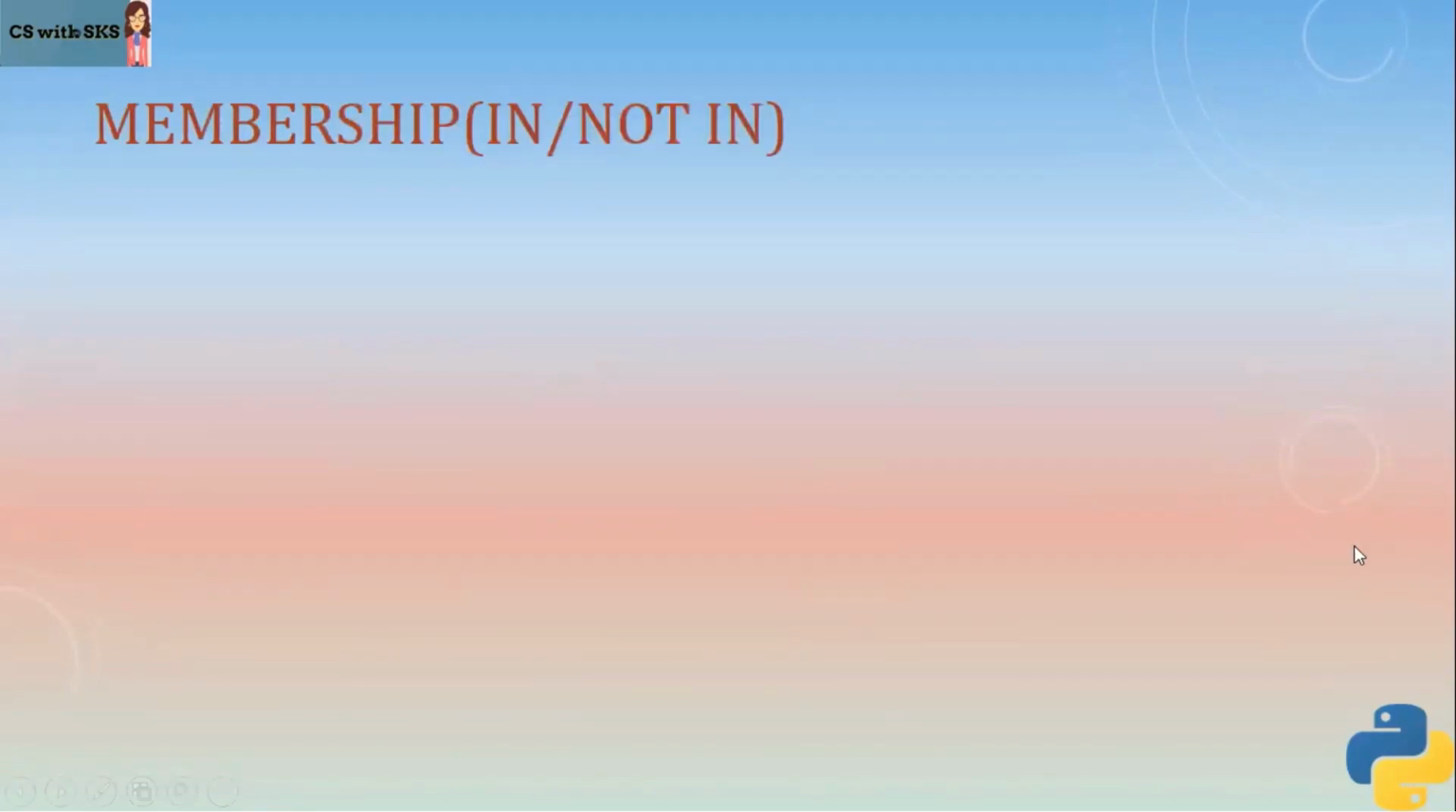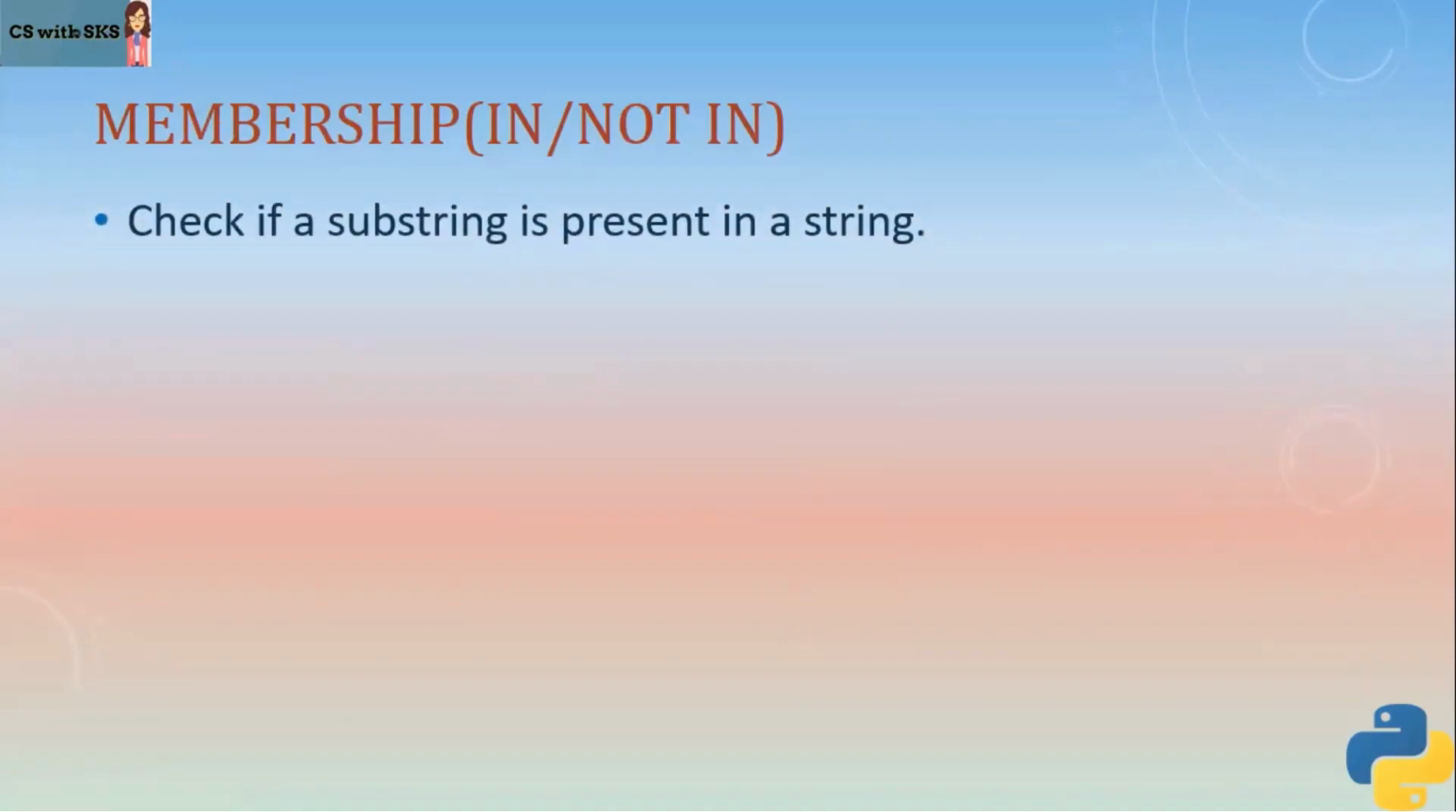Next, we have membership, in and not in. So using these operators, we can check if a substring is present in a string. So you're given a string and you want to check whether some part of it, maybe one character or maybe some group of characters, is present in that particular string. In that case, we can use the in and not in membership operators. So for example, if I want to check for on as a substring to be present in Python, I'll write 'on' in 'Python'. If I type this and press enter, it will give me True as an output, meaning yes, on is present in Python.